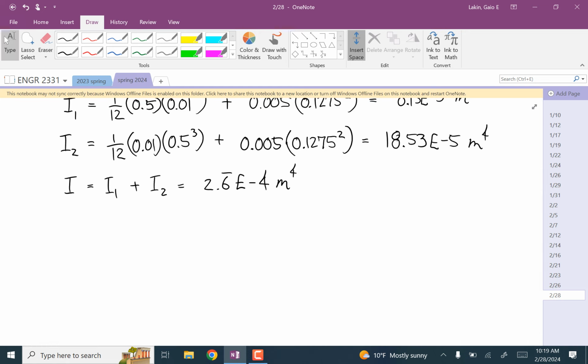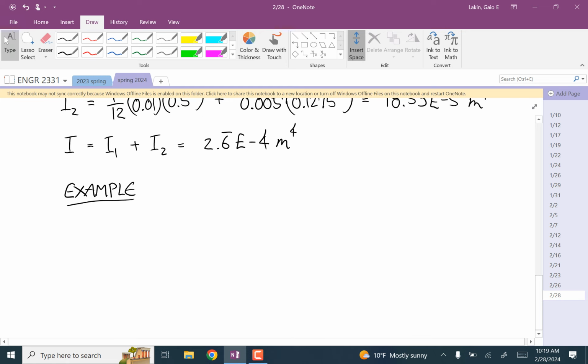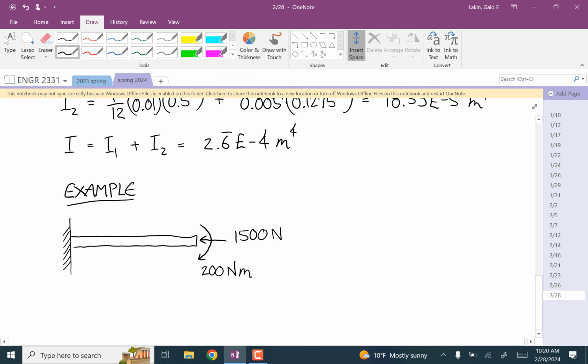So let's do an example now. I'm going to give you a beam. And let's say the only loads on it are a compressive force of 1,500 newtons and a couple at this end of 200 Newton meters.